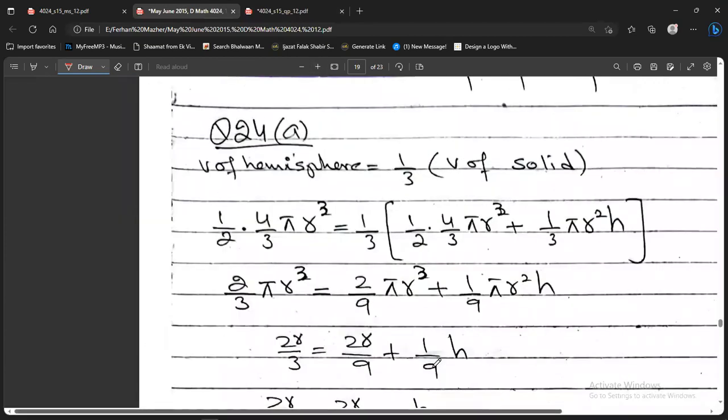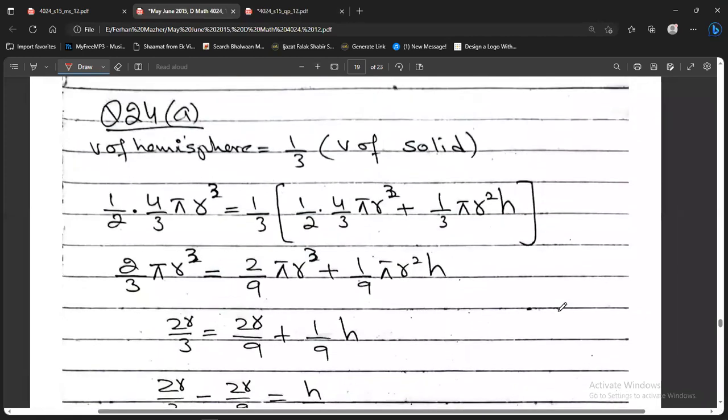So according to the given condition, the volume of the hemisphere is equal to 1 by 3 of the volume of the solid. So the volume of the hemisphere will be 1 by 2, 4 by 3 pi r cube. And that is equal to 1 by 3. And volume of the solid is the volume of the hemisphere plus the volume of the cone. So the volume of the hemisphere will be inside the bracket. You have 1 by 2 into 4 by 3 pi r cube plus 1 by 3 pi r square h. That is cone. Bracket close.